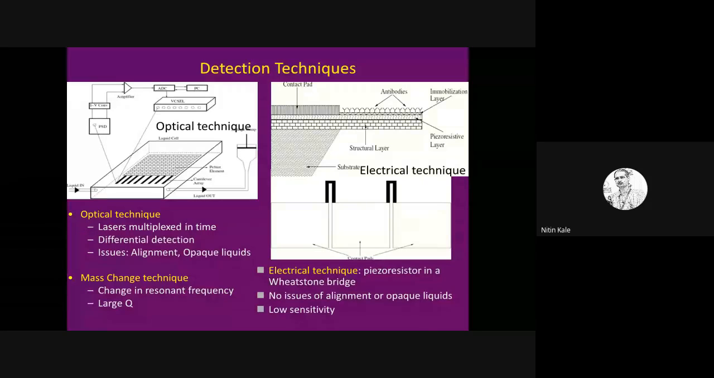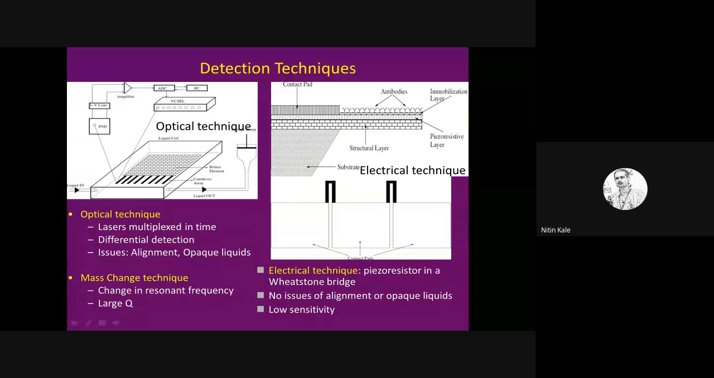At Nanosniff, we use the piezoresistive technique. So in our cantilevers, we embed a piezoresistive layer. Okay, so this is the top layer, let's say the immobilization layer for the antibodies. This is the bottom layer, let's call it the structural layer. But this layer in between is the piezoresistive layer. And the electrical contact is made with the piezoresistive layer.